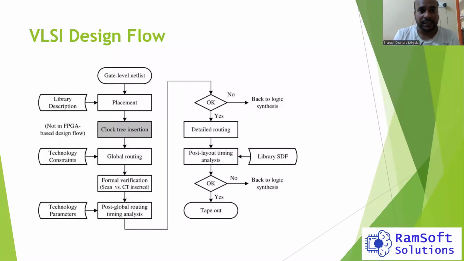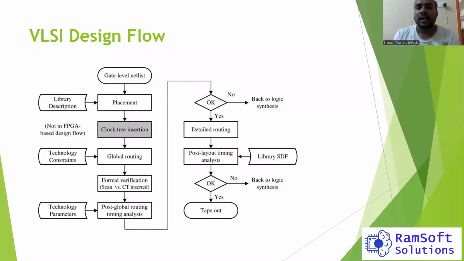And then once the placement is done, you will go to the CTS, that is what we call clock tree synthesis. Once you are done with the CTS, you'll check the timing, how things are going, and whether there are any timing violations or not. Once you are done with your timing closures, you will go to the global routing and also formal verification, be it DRC or LVS. And then once you are done, again you will go to the post global routing timing analysis.